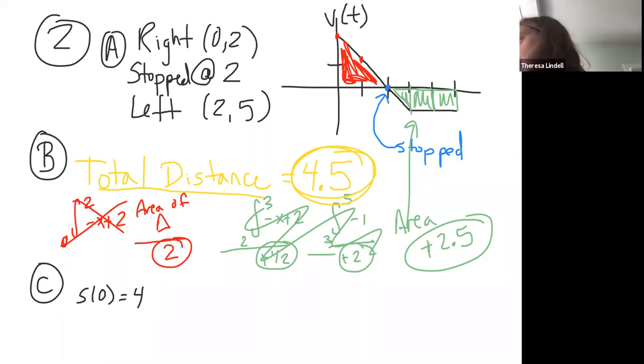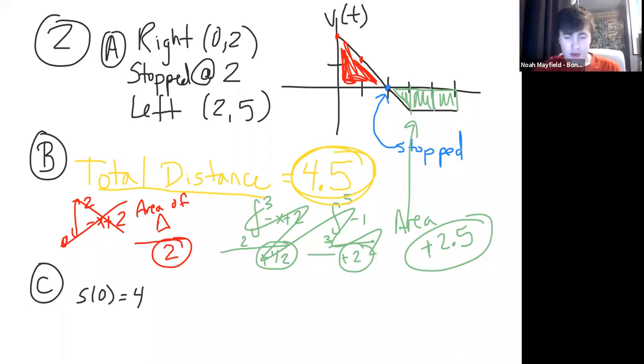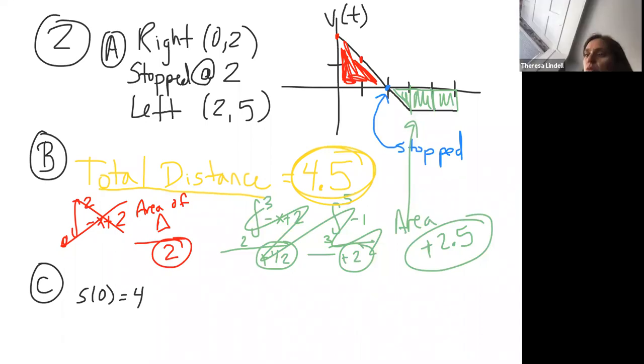Yep, just areas there. And then C has to do with distances as well, but there's two things you got to keep in mind. It wants to know where it ends up, which means instead of doing total distance, for C you're actually doing displacement, because you don't want to know how far it traveled. You just want to know how far away it is from its starting point, or where it ends, whatever they're asking for.